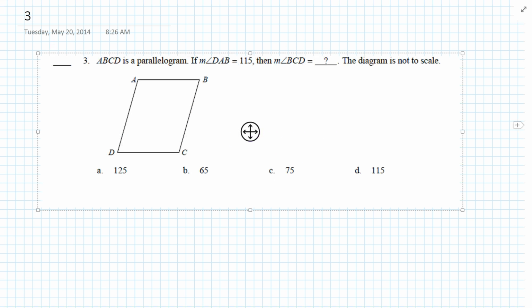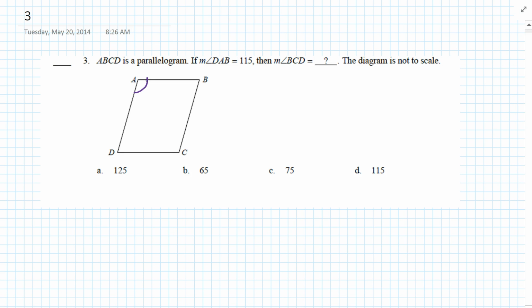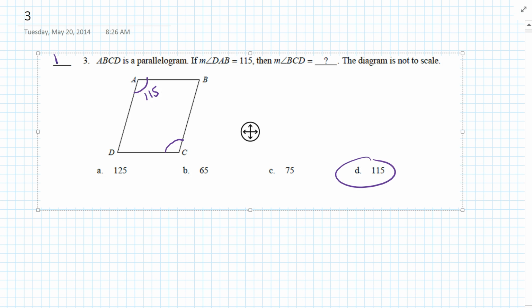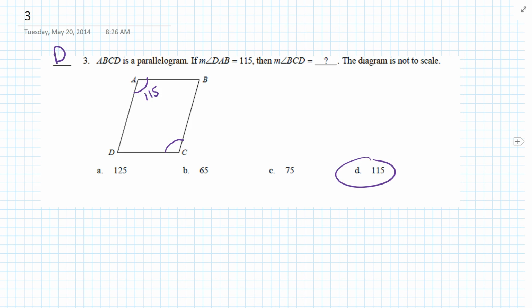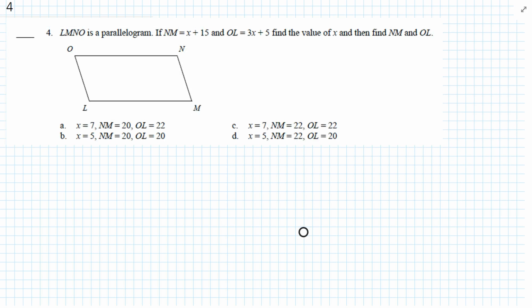Number 3. Parallelogram, measure of angle DAB is 115. Then what is the measure of angle C? Well, opposite angles must be congruent on parallelograms, so the measure of angle C must be 115 as well. The answer is D.